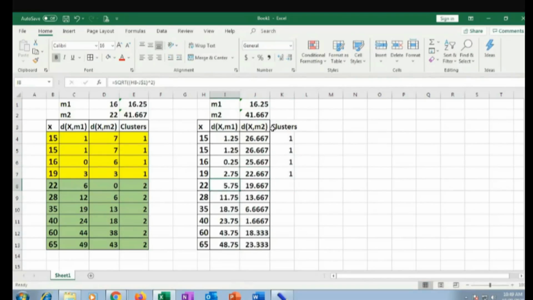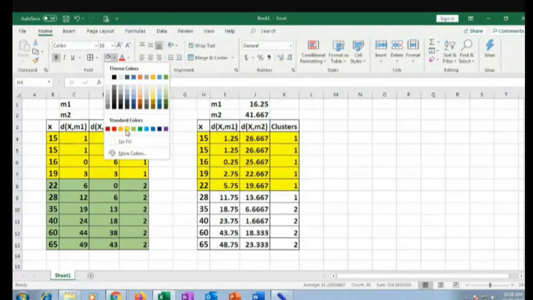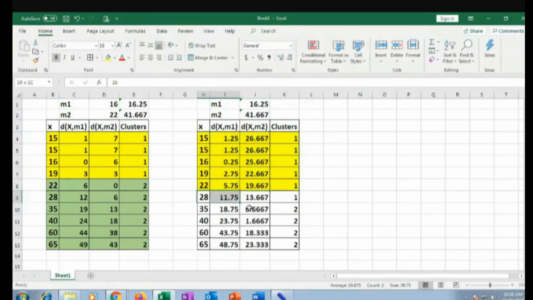Now look at this: 5.75 is less than 19, so it will be 1. 11.75 is less than 13.6, so it will be 1. Now 18 is greater than 6, so it will be 2. 1.6 is less than 23, so it will be 2. 18.3 is less than 43, so it will be 2. And 23 is less than 48, so it will be 2. Now if you can see what clusters are formed, I'll mark this one as yellow, and this one is your green.